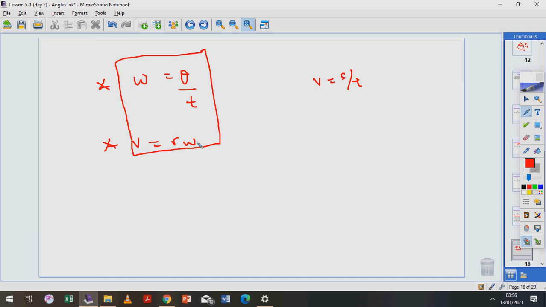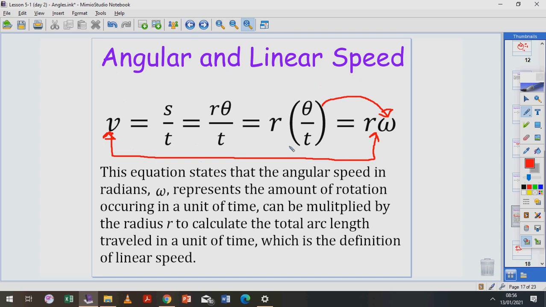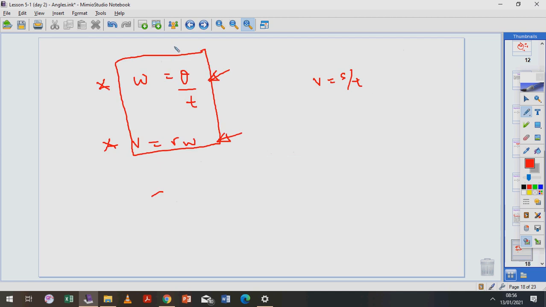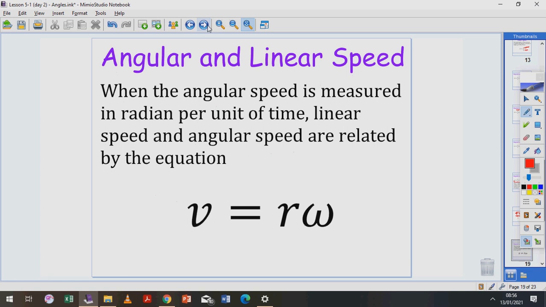So the only two things you should concern yourself with are this equation, omega is equal to angle divided by time, and this equation that V is equal to radius times omega. This whole process of how it gets there, if it's confusing you, don't get stuck there. These are the key ideas. The relationship between linear speed and angular speed is V is equal to R times omega.